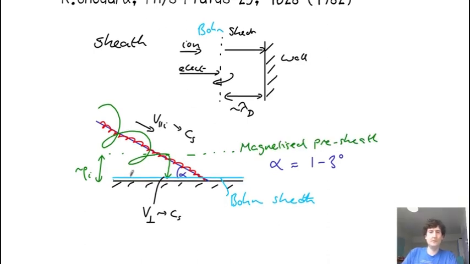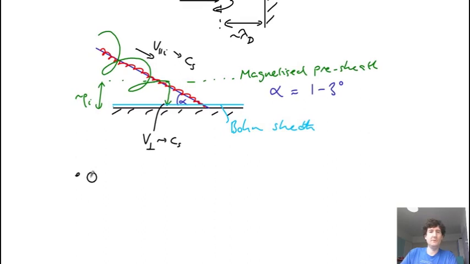So there are some useful facts about it. So first, it's quasi-neutral.